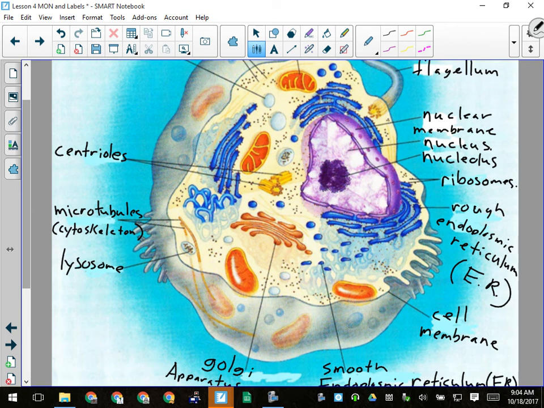No, it's slightly different in structure. These are separated. These are joined together. This is just contractile fibers. That's what allows it to move. These are made of fibers. They're going to send fibers out.